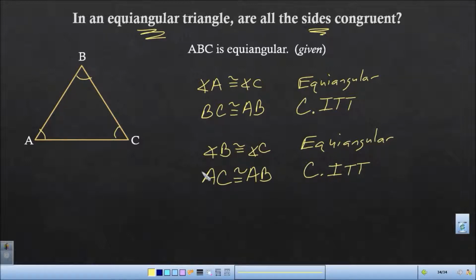Since AC is congruent to AB, which is congruent to BC, AC is also congruent to BC, transitive property. And this means that all the sides are congruent. So in an equilateral triangle, all the angles are congruent. In an equiangular triangle, all the sides are congruent, which basically means that an equiangular triangle is equilateral, and an equilateral triangle is equiangular.